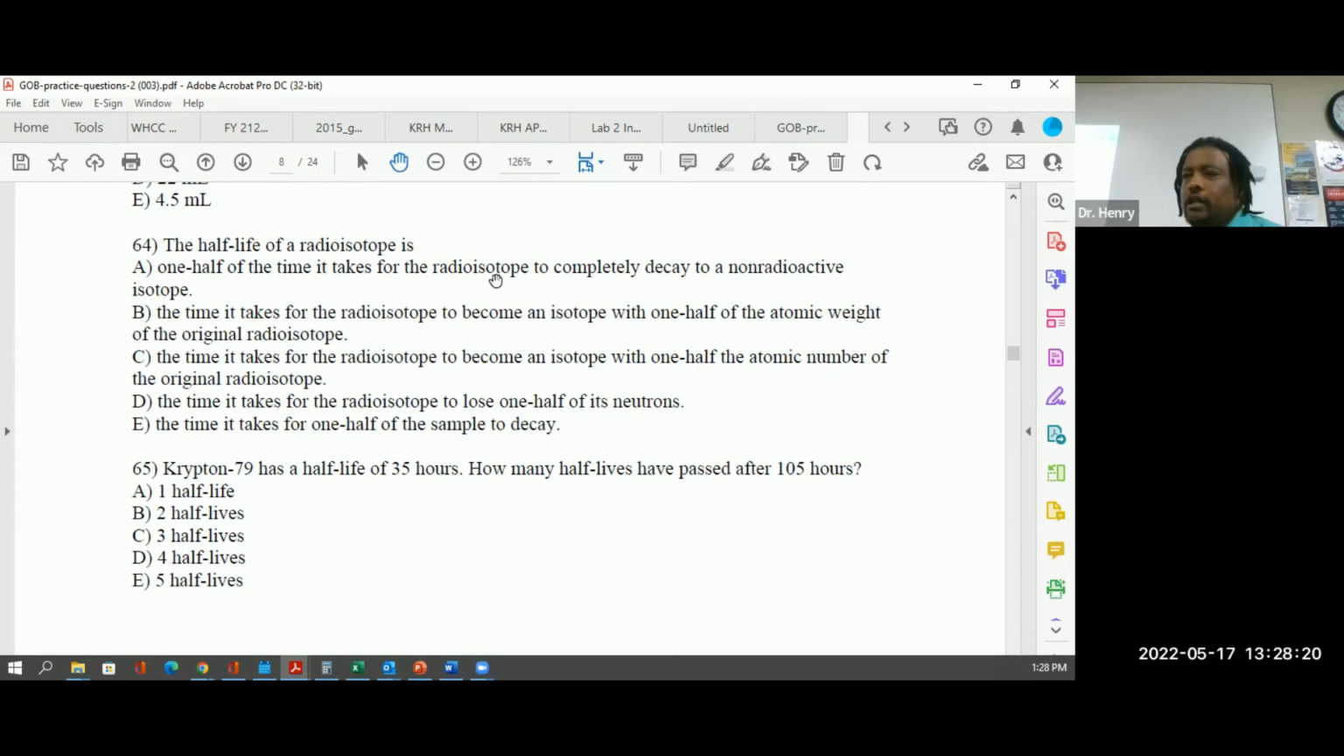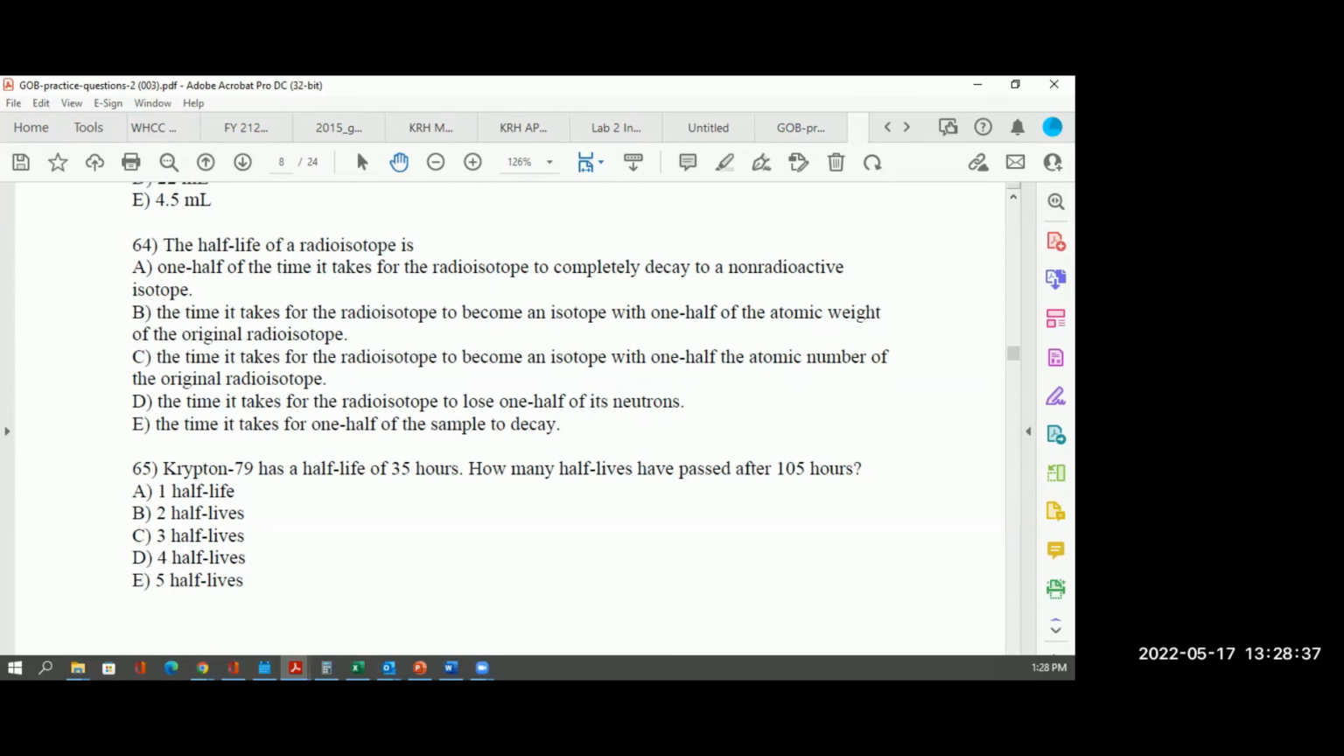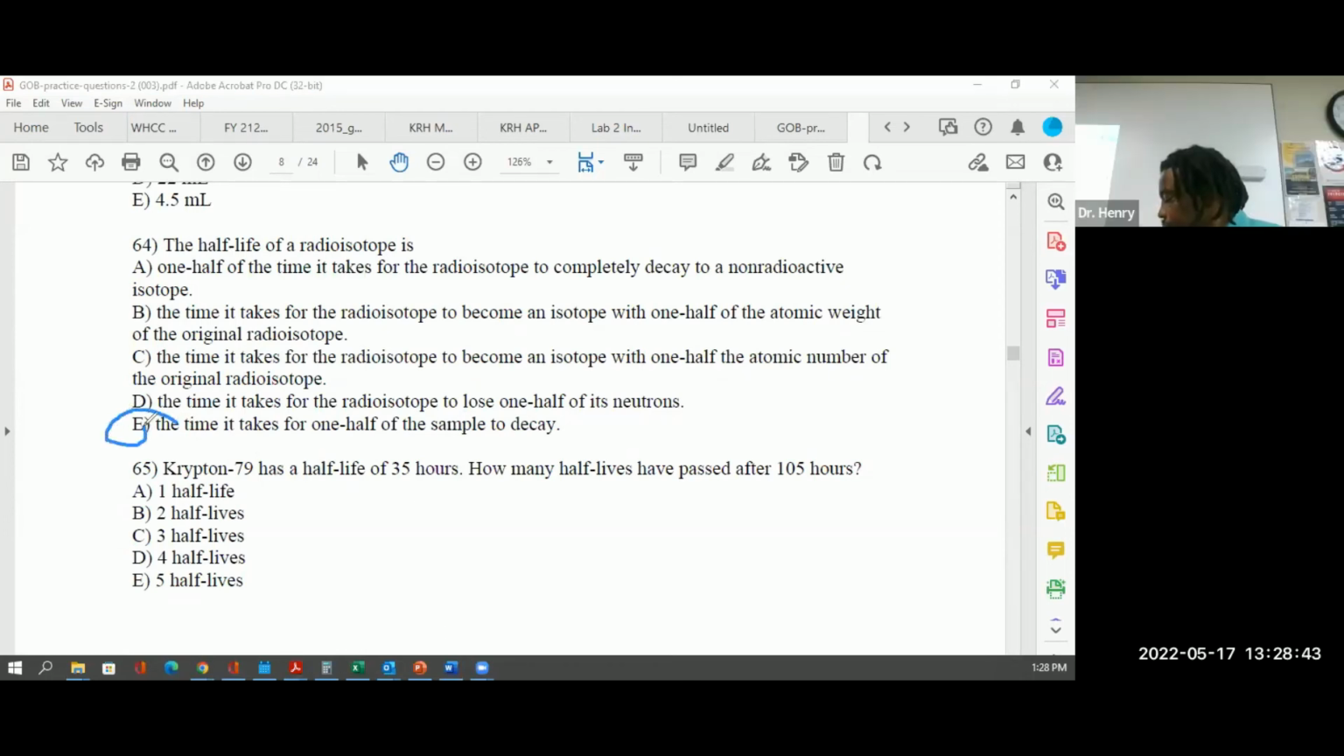So this is basically dealing with radioactivity, right? And so you're looking at the decay rate, right? So it's the time that it's going to take for 1/2 of the sample to decay. E. Yep, it's E.